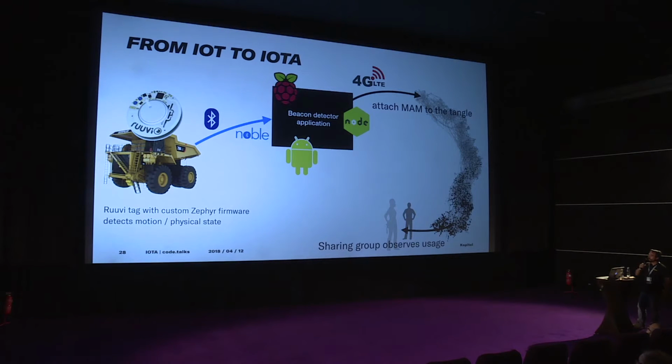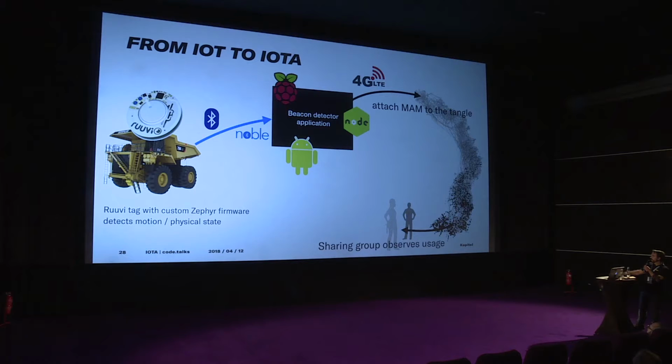On the other side, sitting on the track, we could have a phone. We actually made this run at the hackathon with an Android phone that has connectivity to the internet. What happens is that the RuuviTag is streaming as a beacon the sensor data that we are interested in. The beacon detector application will just produce the message and attach it to the tangle. As simple as that. They have this very nice library to work with masked authenticated messages, and it is really simple to attach these messages.